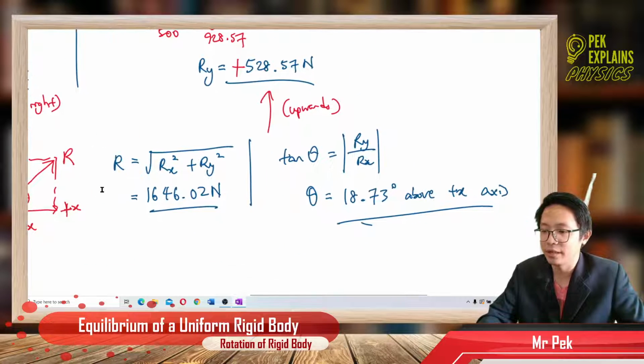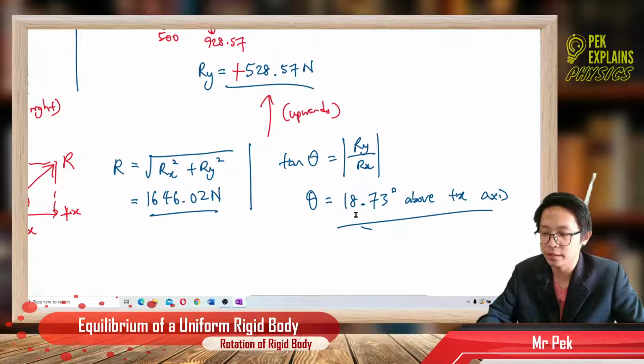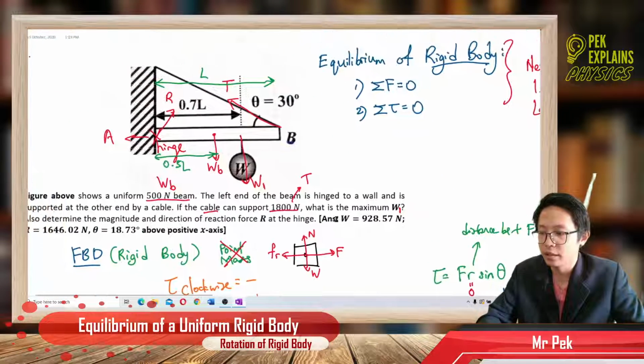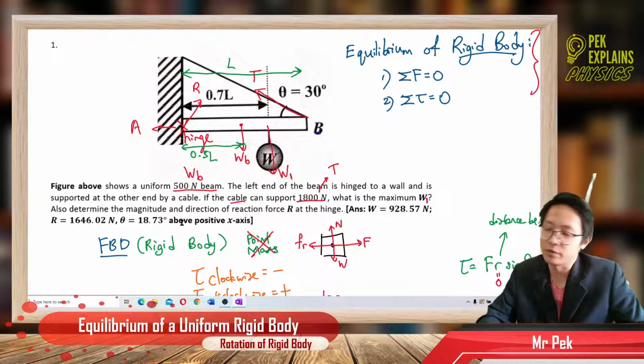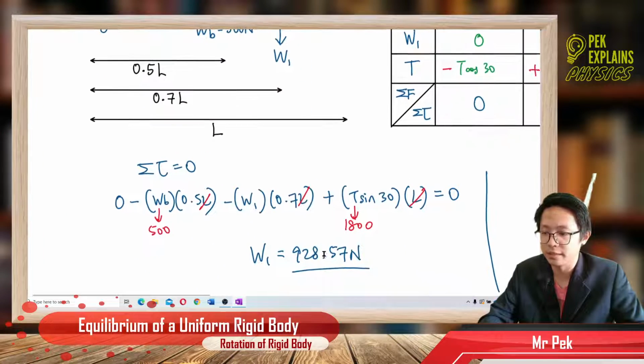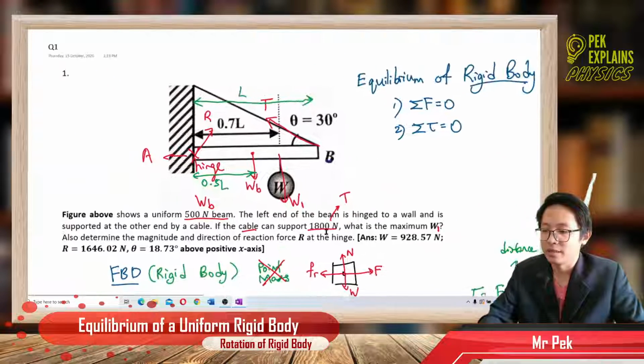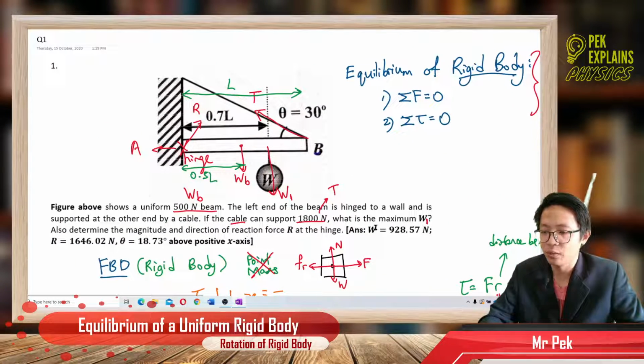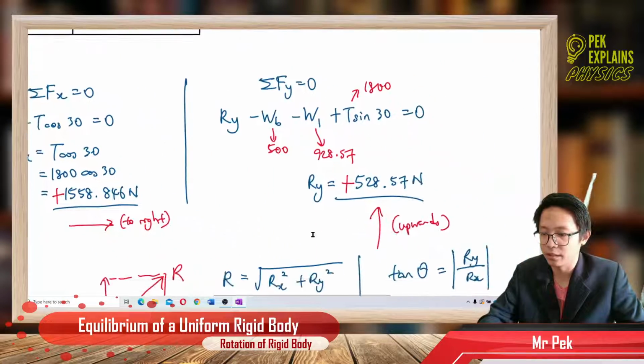Okay, so is the answer correct? 1646, 18.73. Yes, above the positive x-axis. Yes, 928.57. Yes. Okay, so that's our way to find the weight and the reaction force at the hinge.